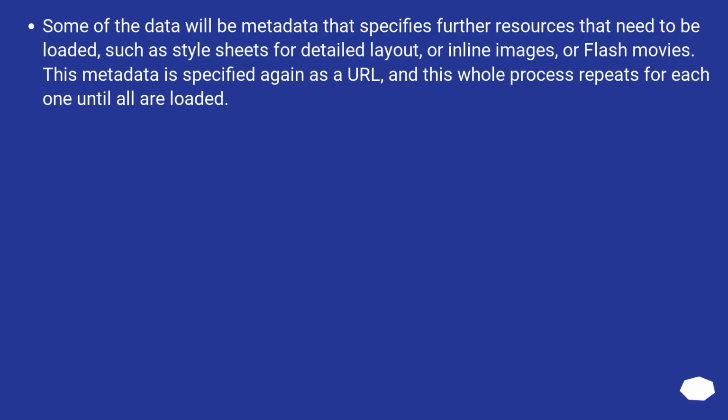Some of the data will be metadata that specifies further resources that need to be loaded, such as style sheets for detailed layout, or inline images, or flash movies. This metadata is specified again as a URL, and this whole process repeats for each one until all are loaded.